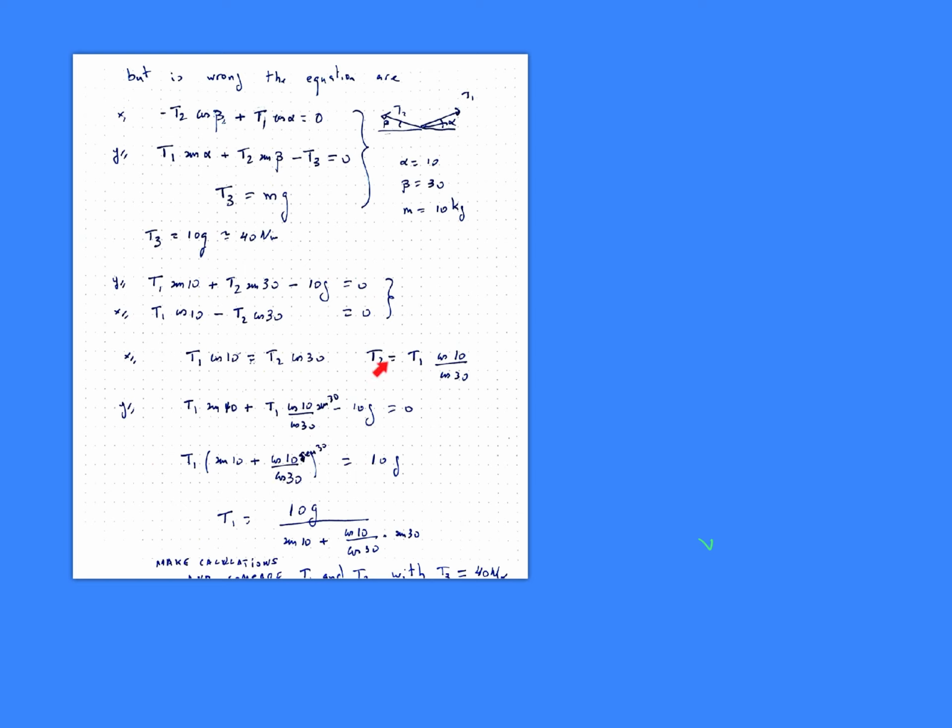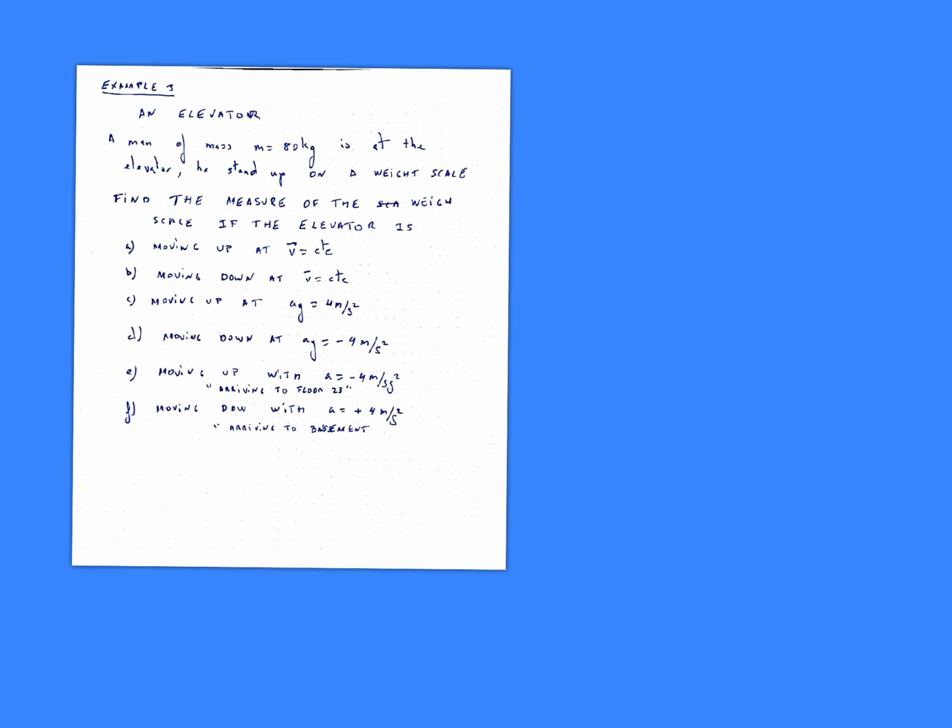So we solve for T2 here. We solve the second equation, the equation for the x direction, for T2, and we replace the value of T2 in the y equation. We solve for T1, and this is T1. So you can check it. Let's go, and you can check it and do it. Let's go now to discuss the elevator.